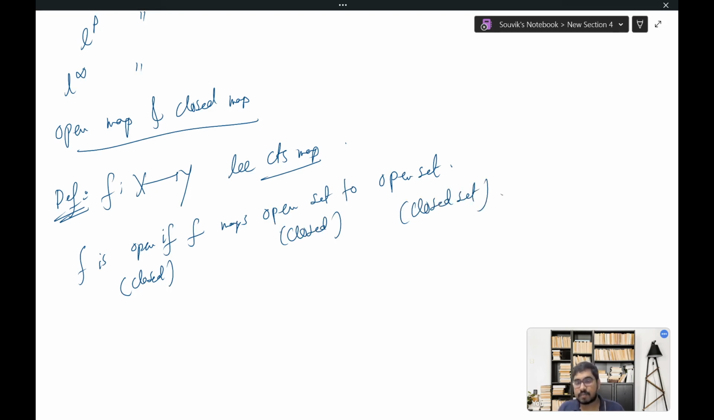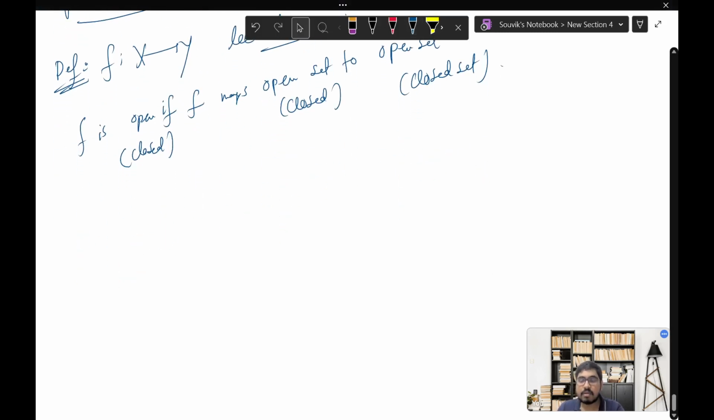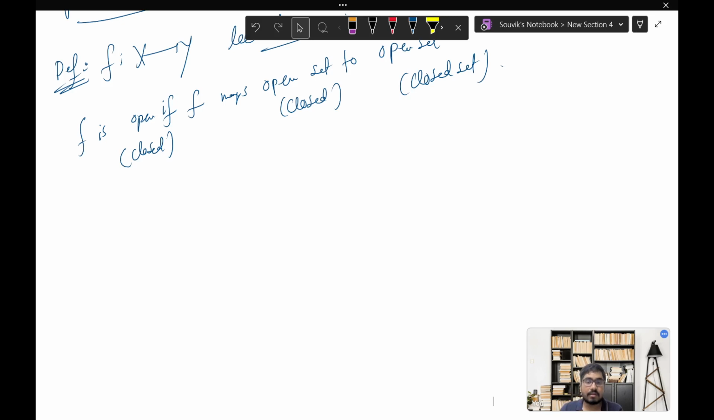So by this, there is one important fact regarding the definition of homeomorphism. We have gone through homeomorphism, which tells that spaces are homeomorphic if and only if there are two continuous maps, one in each direction, which are inverse to each other. So the fact is that homeomorphisms are both open and closed.